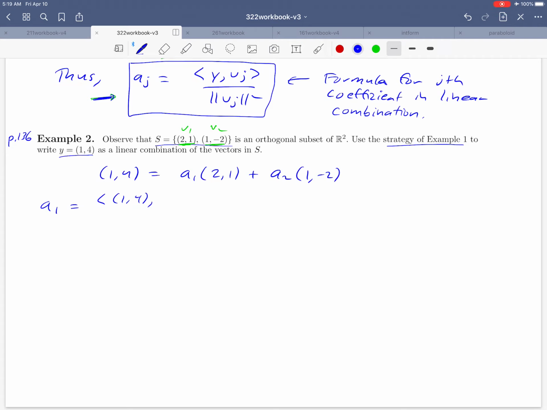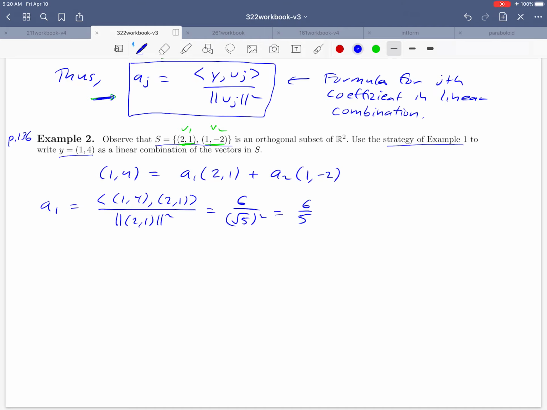with V1, that's (2, 1), over the norm of (2, 1) squared. And remember, we're in Rn, so we're assuming the standard inner product here. So in the numerator, we're just taking the dot product of (1, 4) and (2, 1). That's going to give us 6. And down in the bottom, the length of (2, 1) is just going to be the square root of 2 squared plus 1 squared. That's the square root of 5, squared. So with those calculations, we're going to get 6/5.